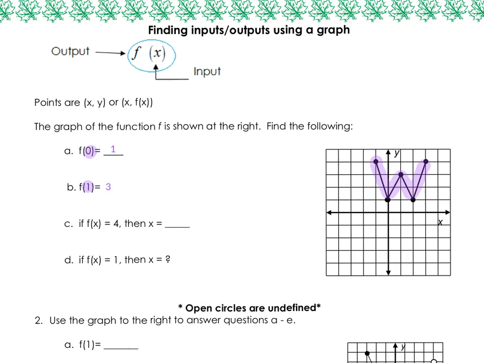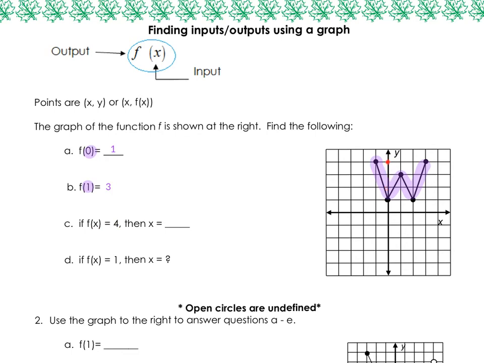For part C here, this is a little different. Now they're giving me the f of x. Remember, f of x is the output or the y value. So they're telling me, well, the output is a 4. So if I go, now I'm moving up 4. So up 1, 2, 3, 4. What would the x value be?